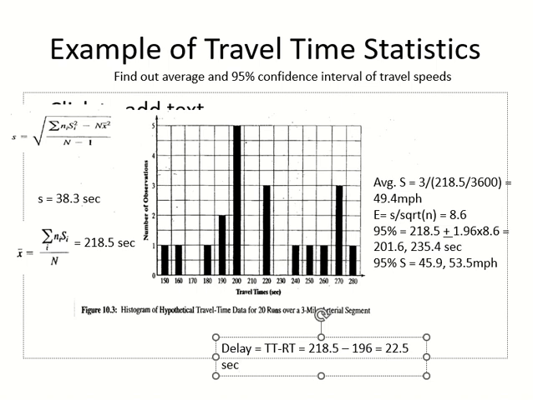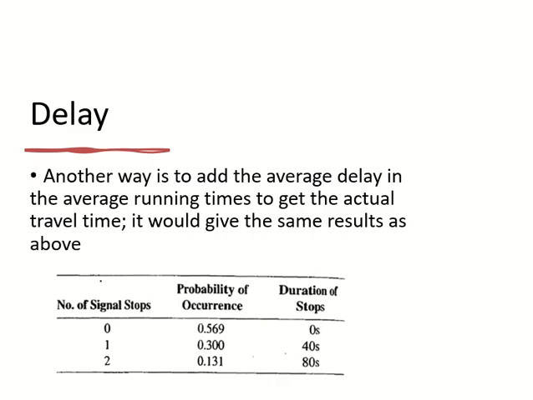Clear? Any problem? So this is one way of finding out the delay. You do a travel time study and note down the running time separately, and then you can find out the delay as the difference of these two values. Another method of finding the delay is using the probability or chance of delay.